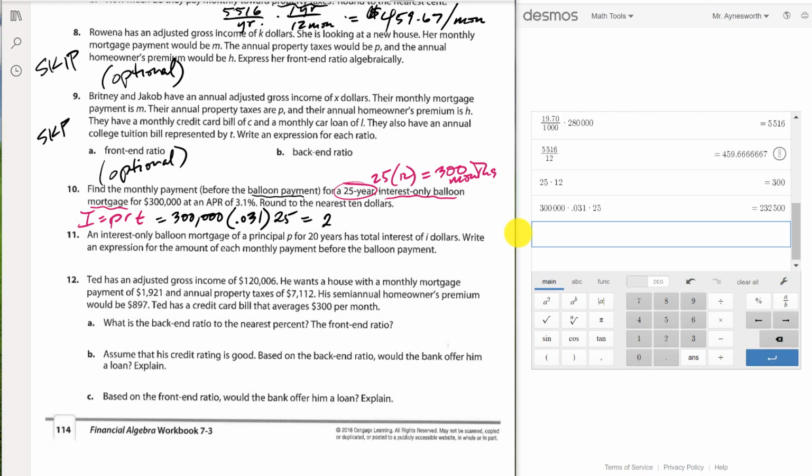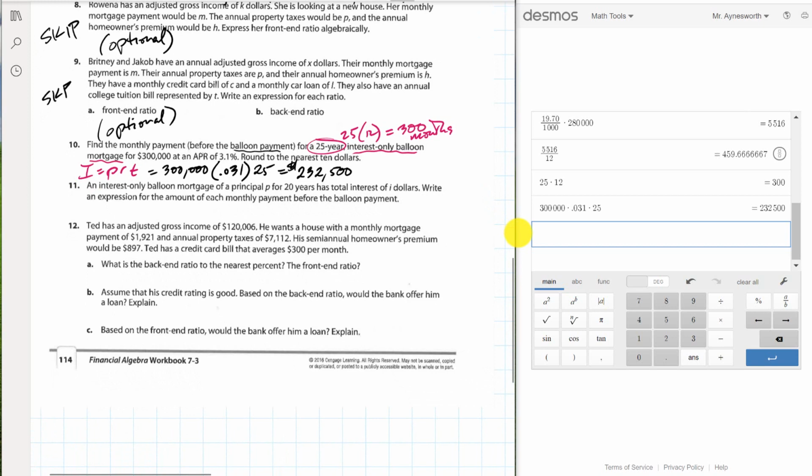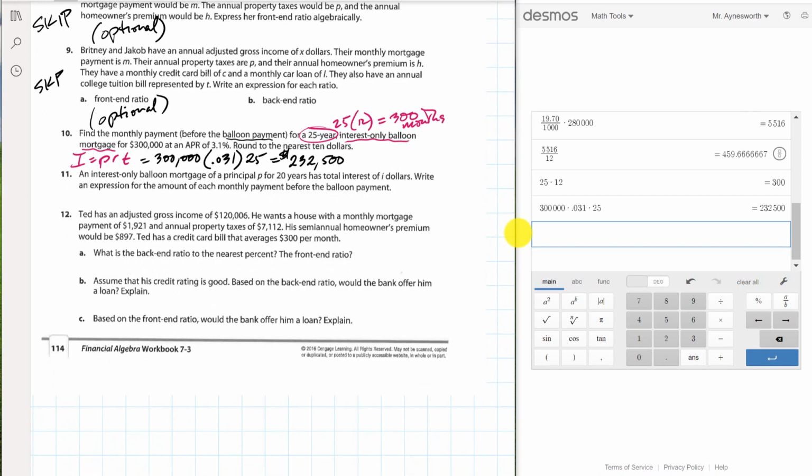So the total interest is $232,500. Now, we have to divide that by 299 to figure out what we're going to be paying each month for the first 299 months, because the last month we're going to pay off this loan, and so the last month's going to be 300,000.